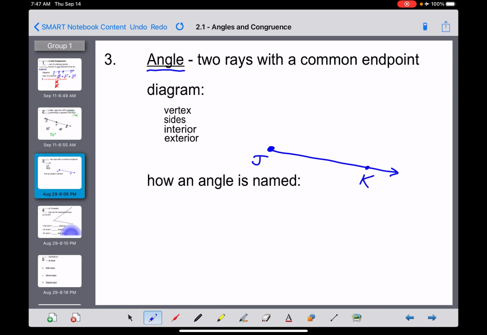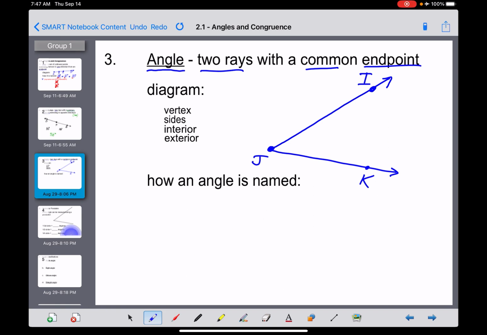And now I'm going to draw another ray with the same endpoint, but not going in the same direction, not going in the opposite direction either, just going in a different direction. So I'll draw another ray now coming out of point J, and I will call that one point I. There you go. So we have two rays, JK and JI. Because they both start at point J, that tells us that they have the common endpoint that we needed. Guys, this is what an angle looks like.